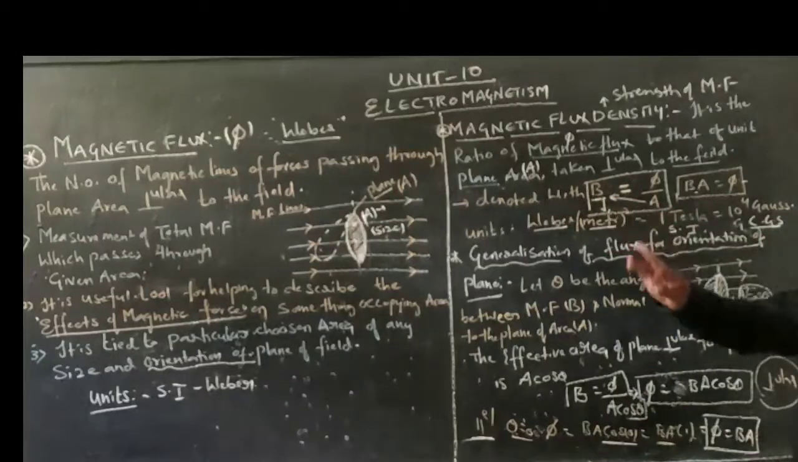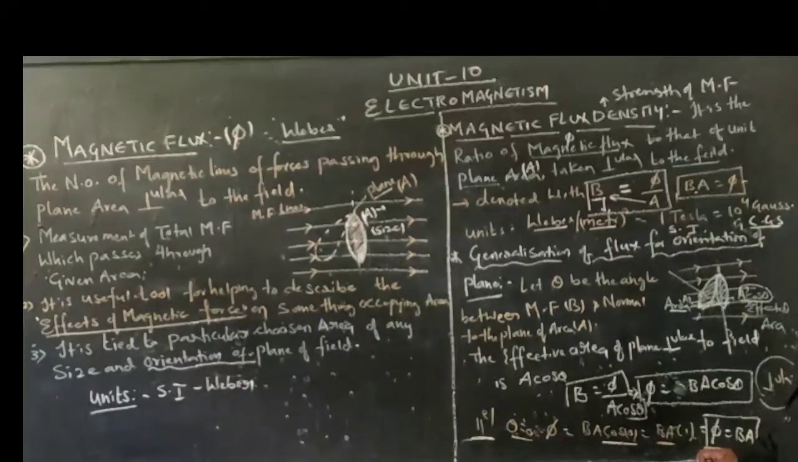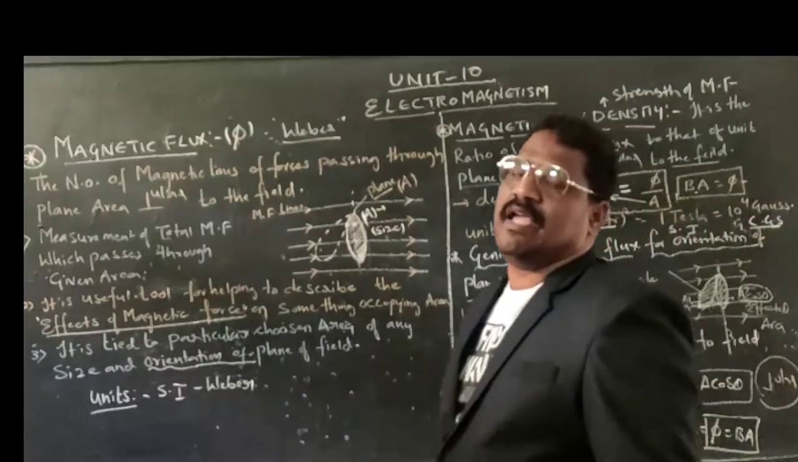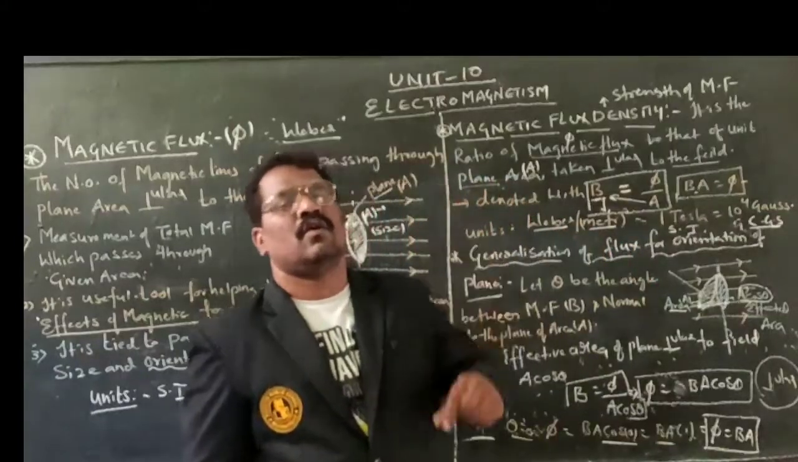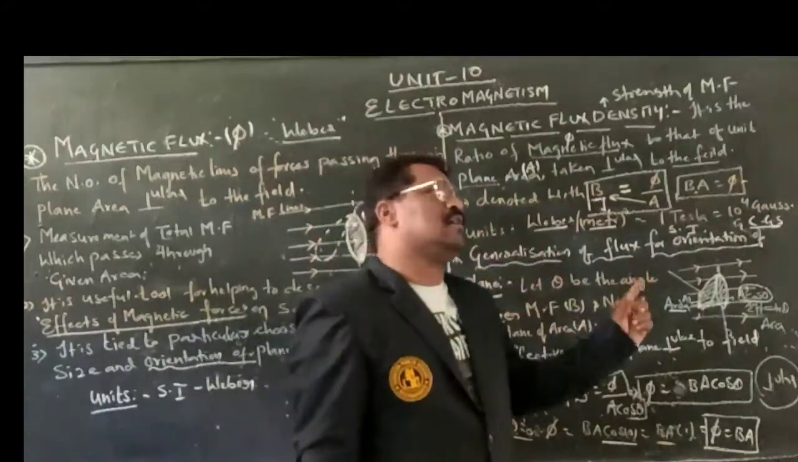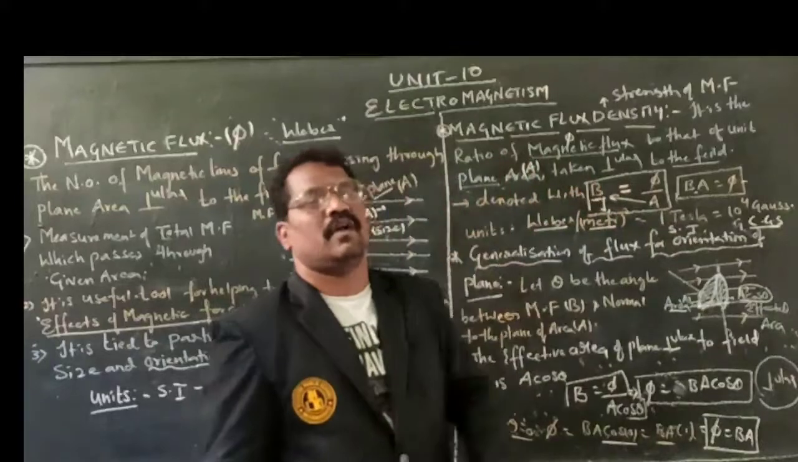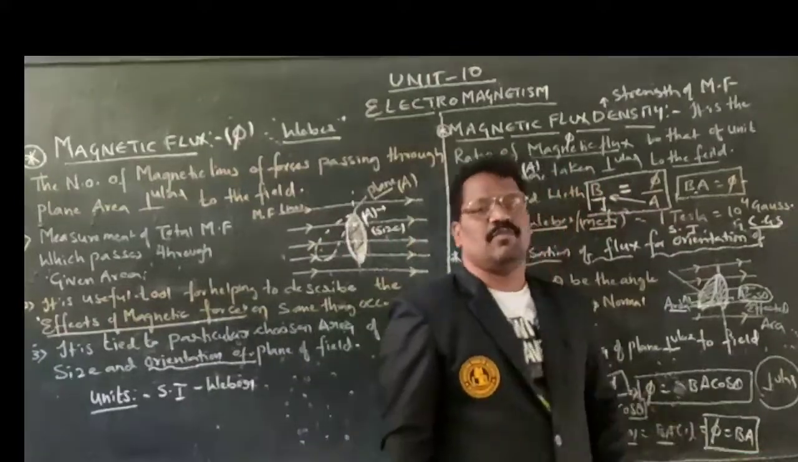If that particular area is parallel to the magnetic field, then what would be the value? Phi is equal to BA, because cos theta with theta equal to 0 means no angle. Cos 0 is equal to how much? 1. Therefore, phi is equal to BA.